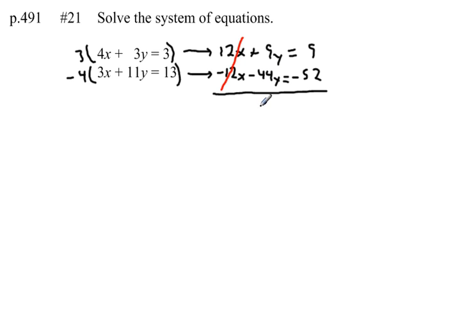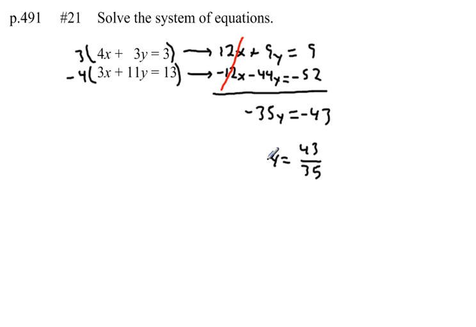9y minus 44y gives me negative 35y equals 9 minus 52, which gives me negative 43. And if I divide both sides by negative 35, I get y equals 43/35. Okay, seems like a strange answer, but it works out. So now to find x, I can substitute that number back in for y.